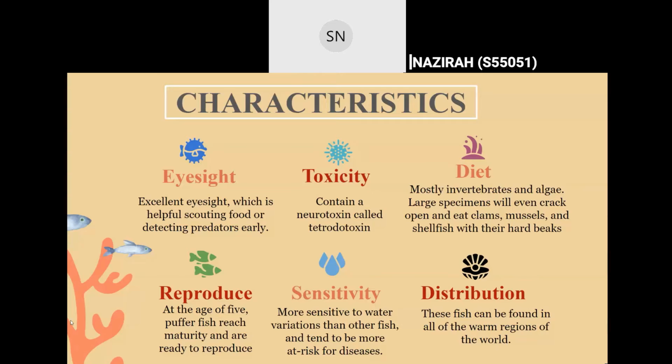Next is their reproduction and maturity. At the age of 5, pufferfish reach maturity and they are ready to reproduce. For their sensitivity, pufferfish are more sensitive to water variation than other fish and tend to be more at risk for diseases. For their distribution, these fish can be found in all of the warm regions of the world.